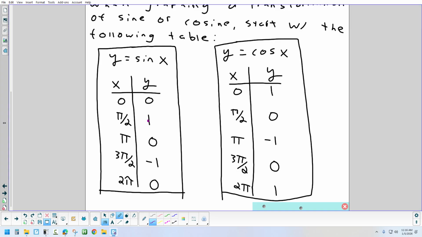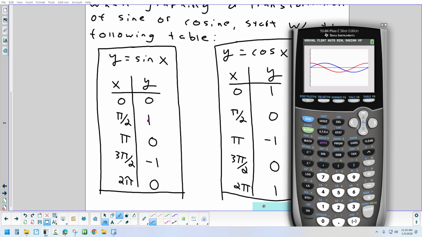And the tables are different. The x's aren't, but the y's are. So we have to make sure we use the right table. Any questions on where these points are coming from looking at that graph?